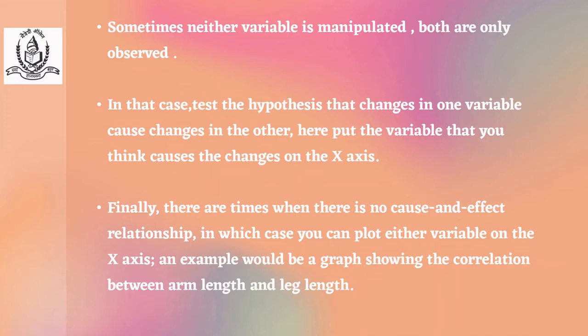However, sometimes neither variable is manipulated, and both could only be observed. In such cases, we can test the hypothesis that changes in one variable would cause changes in the other, and therefore decide to put the variable which is causing the change on the x-axis. There may be times, of course, where there is no cause and effect relationship and we cannot plot either variable on the x-axis.